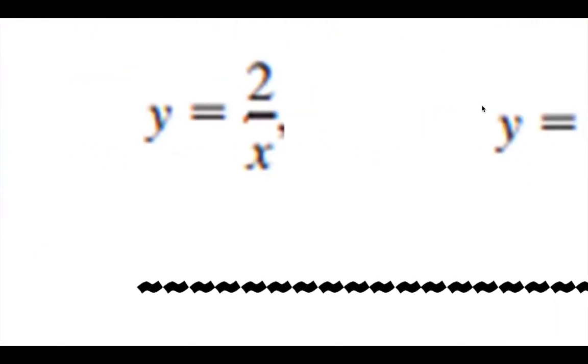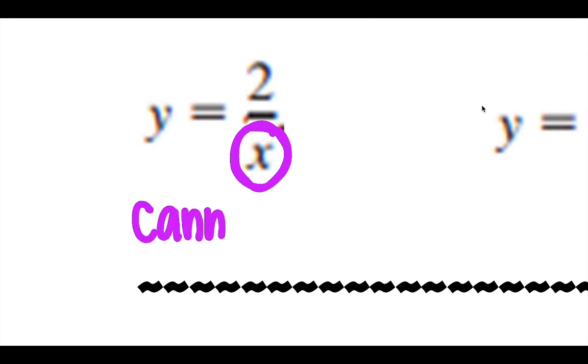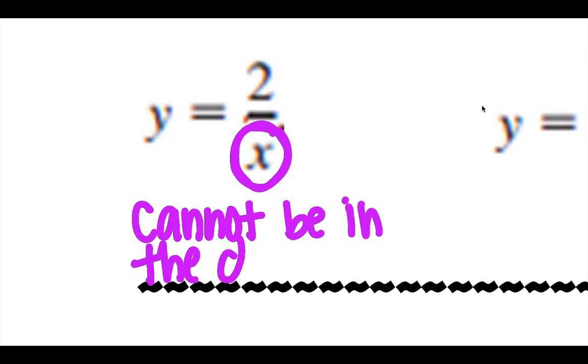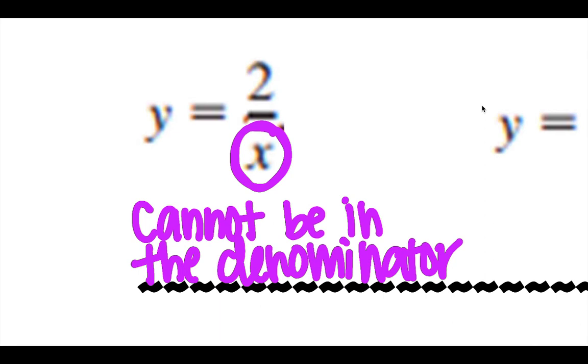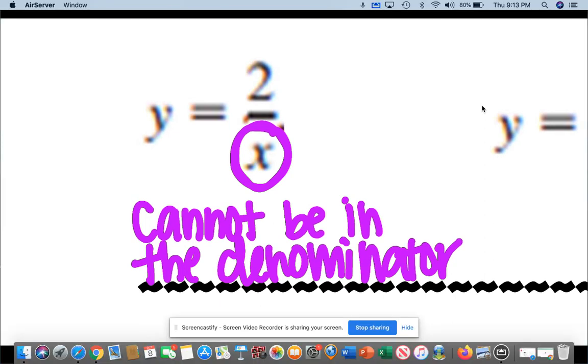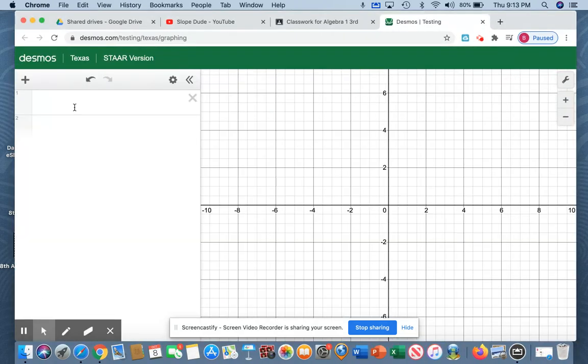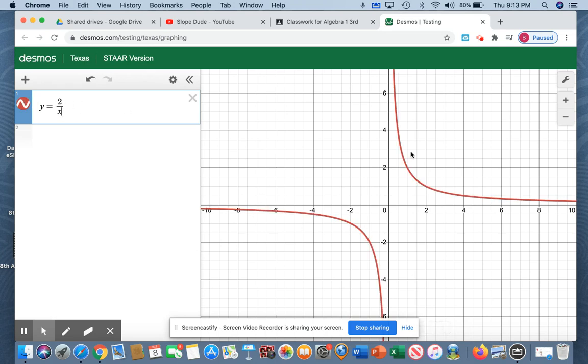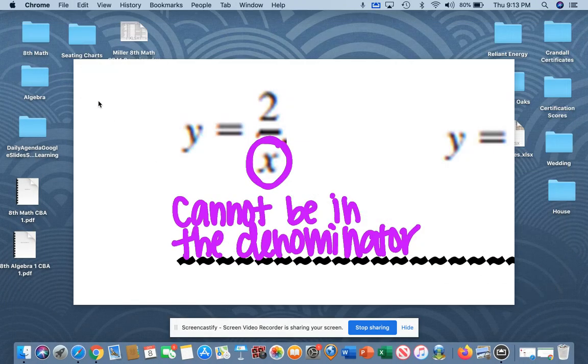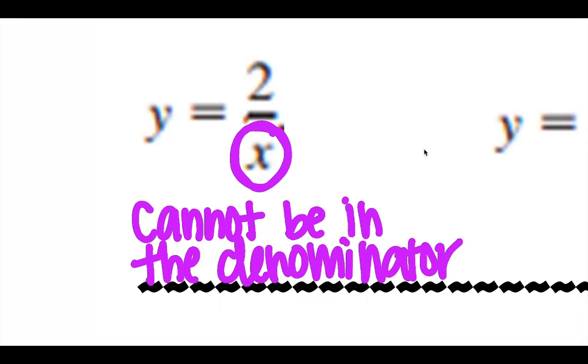When we look at equations to see if something is linear, x cannot be in the denominator of the fraction. So if x is anywhere in your denominator of a fraction, it is not linear. And again, if you were to graph this in Desmos, that's what that looks like. Notice the curves. This is not linear. So if you're ever not sure, you can always graph. But x cannot be in the denominator.